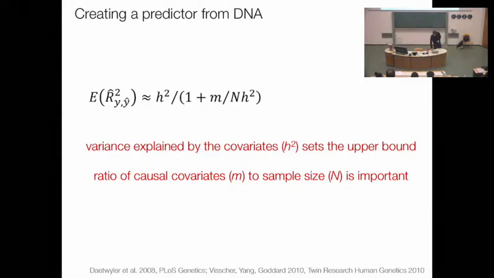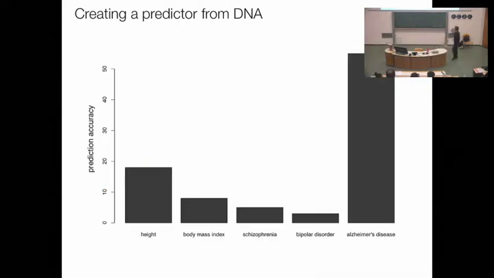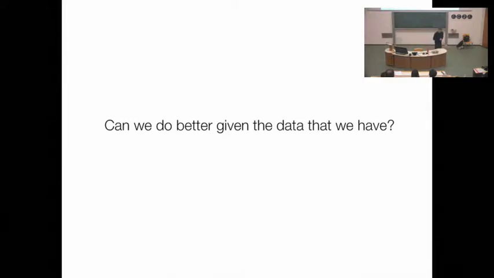And at the moment, from single marker regression, when we go for height, body mass index, schizophrenia, bipolar disorder, and Alzheimer's disease, we have quite variable prediction accuracy across these traits, where for height we're sitting below 20%, body mass index somewhere below 10%, schizophrenia around 5%, bipolar around 3%. Alzheimer's disease we're doing quite well, and that's because there are variants segregating in the human population that have quite strong effects. So that's my little whirlwind tour of where we are right now in the field. And the rest of this talk focuses on, can we do better, given the data that we have?